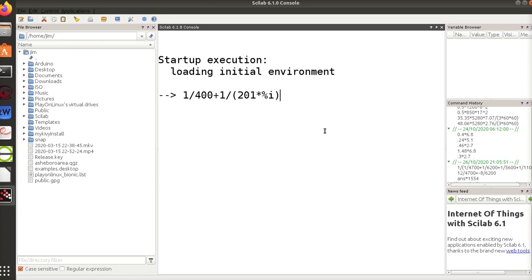Okay, so similar thing, 1 divided by minus 531 times percent, which is shift 5 on a keyboard, I, close parentheses. This will do your common denominators for you, and this is what you get.